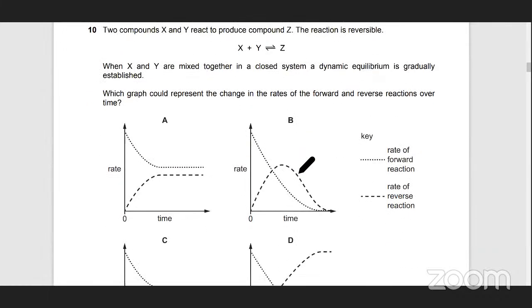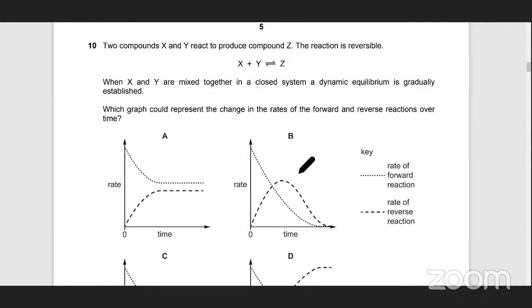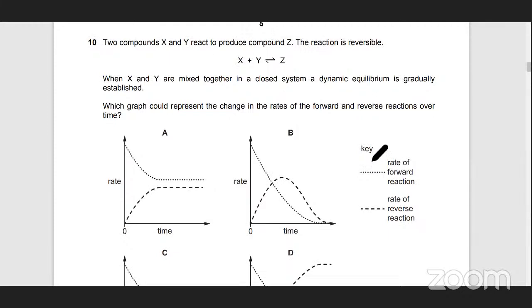Then you have an equilibrium reaction where two compounds, X and Y, are reacting to produce compound Z. The reaction is reversible, so there's X plus Y in equilibrium with Z. When X and Y are mixed together in a closed system, a dynamic equilibrium is gradually established. Which graph could represent the change in the rates of the forward and reverse reaction over time?